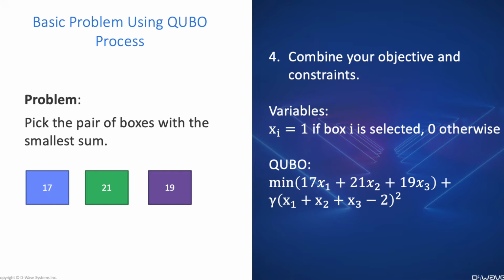Then in the process, we combine the objective and constraints, and that's just min of 17x1, etc., plus some number gamma times (x1 plus x2 plus x3 minus 2) squared. And now this QUBO is ready for us to write a program for.